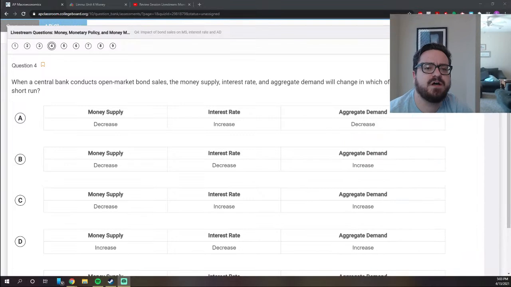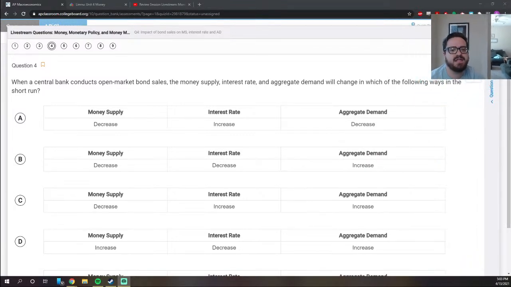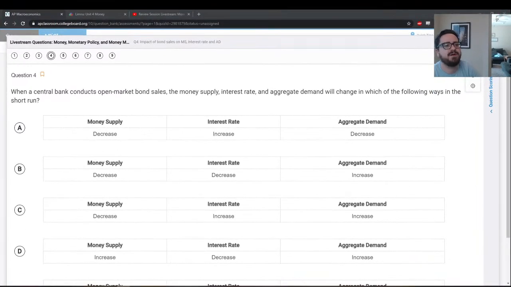All right, make myself small so you can see all this stuff. There's a lot of text here. Look at all these things. Oh my God, this isn't even the whole thing. This is answer choice E somewhere down here. Make myself tiny. Okay. When the central bank conducts open market bond sales.